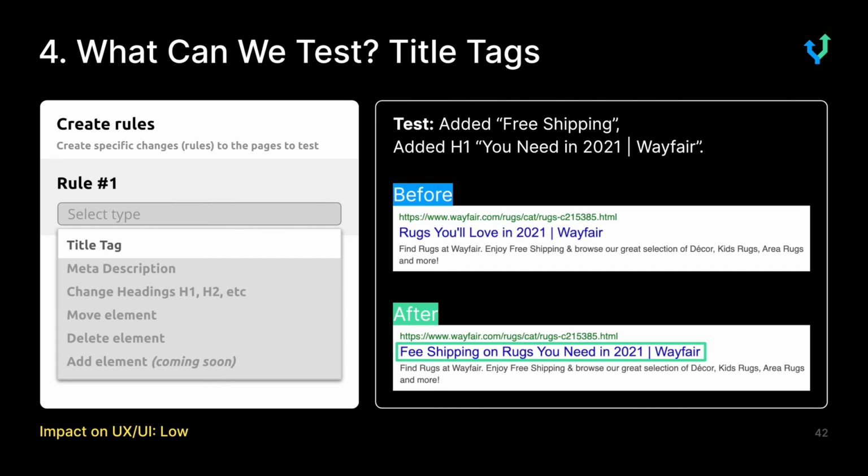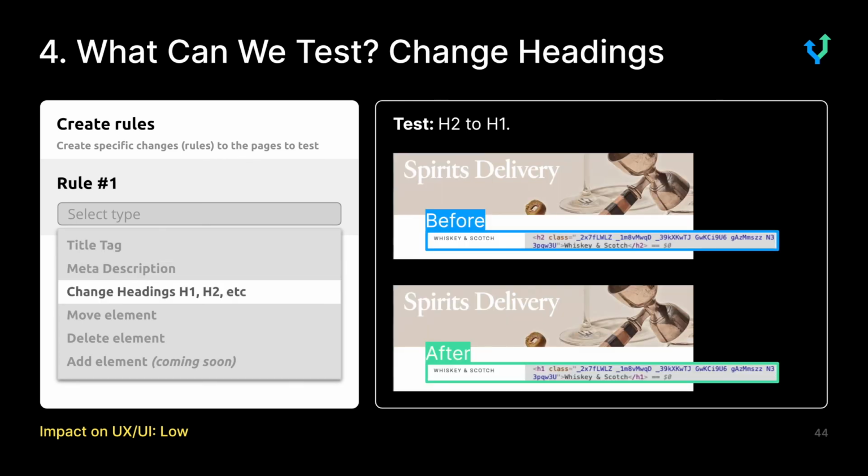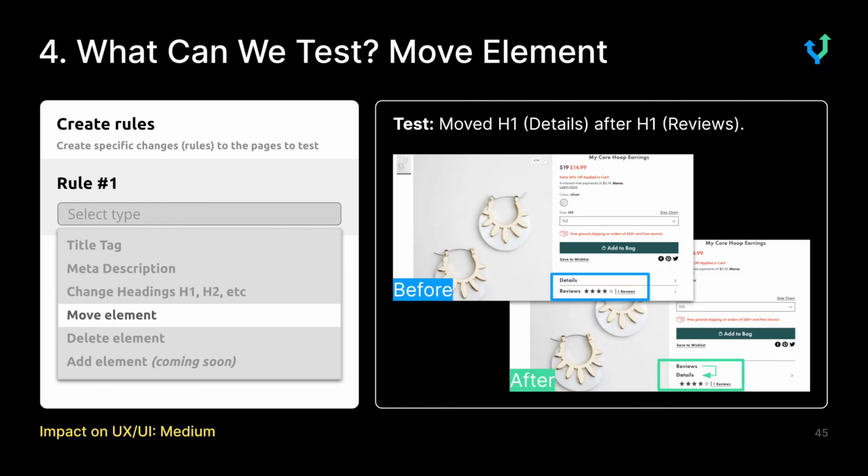For our title tag change, it's pretty simple. You can inject content before, in the middle, or after your title tag. Same as with the meta description. With the heading change, we'll simply change an H2 to an H1, or an H1 to an H3, or whatever variation throughout. For a move element test, you can get really creative. You can move the reviews above or below the fold. You can move an image. You can move any element on the page.